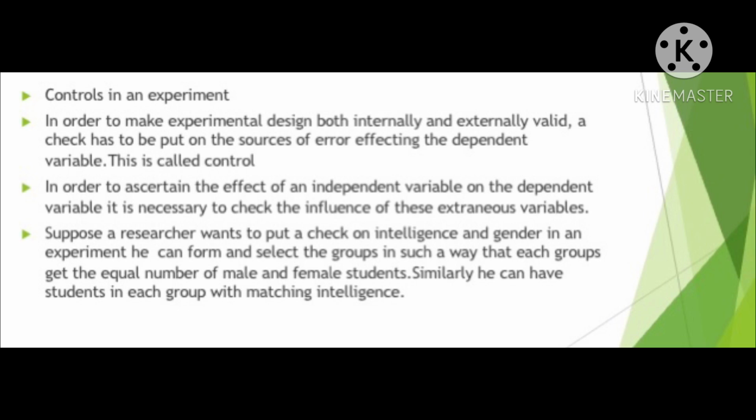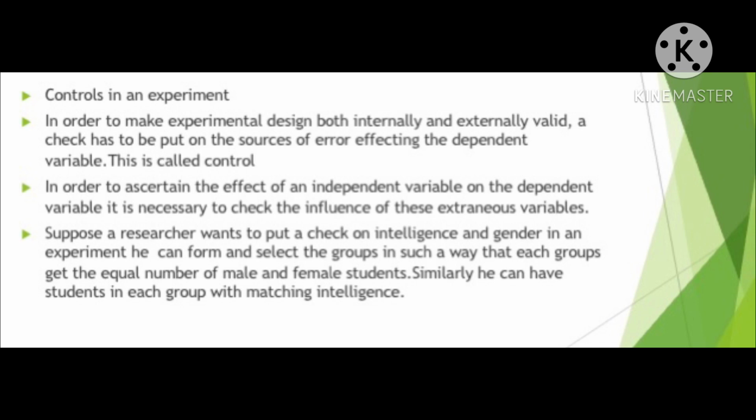First one, control in an experiment. Here the experimenter or the researcher is controlling the source of error that affects the dependent variable. In order to ascertain the effect of an independent variable on the dependent variable, it is necessary to check the influence of this extraneous variable. All other variables we should check in such a way that we can measure the effect of independent variable on the dependent variable.